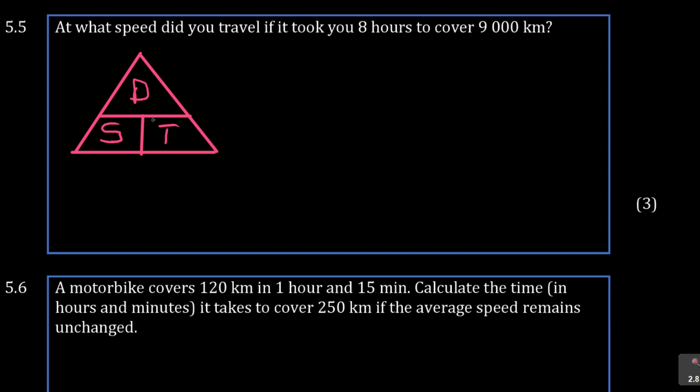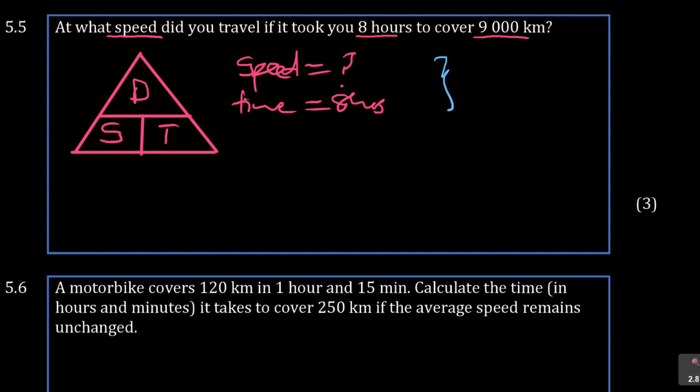Speed is distance over time. You can find everything here. Time is what? Time is distance over speed. And then distance is speed times time. You understand this one, am I right? All right. So here they're saying, at what speed did you travel if it took you 8 hours to cover 9,000 kilometers? So you are saying, okay, I'm looking for speed because they are asking you at what speed. So speed, question mark. And then time is what? Is 8 hours.